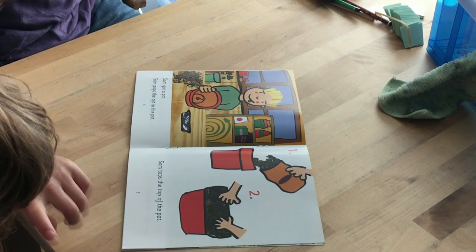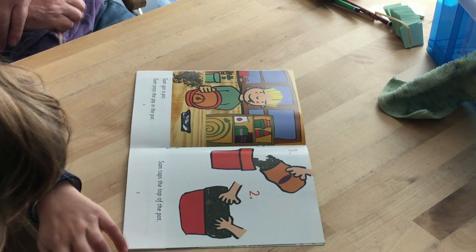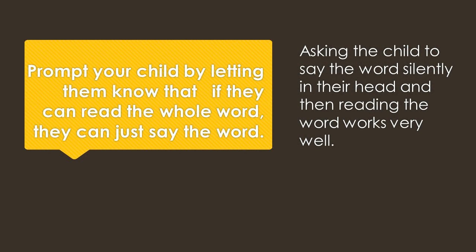When reading is practiced regularly and your child is still saying all the sounds in every word, you can prompt them by letting them know that if they can read the whole word, they can just say the word. I find that asking the child to say the word silently in their head and then reading the word works very well. Some children are ready to do this after the first few units, and others take a little longer. So just take your cue from what you think your child can do.